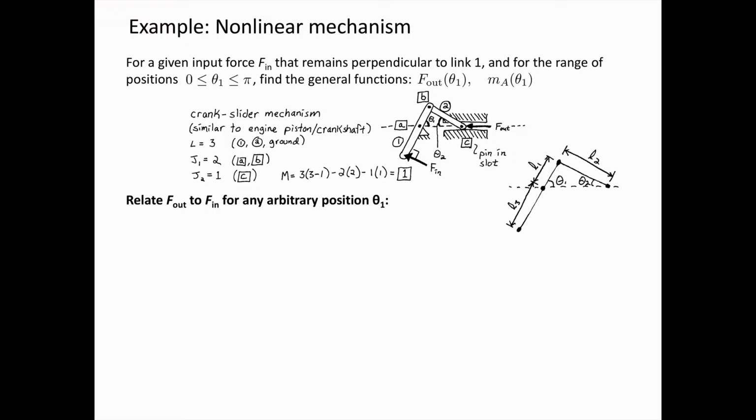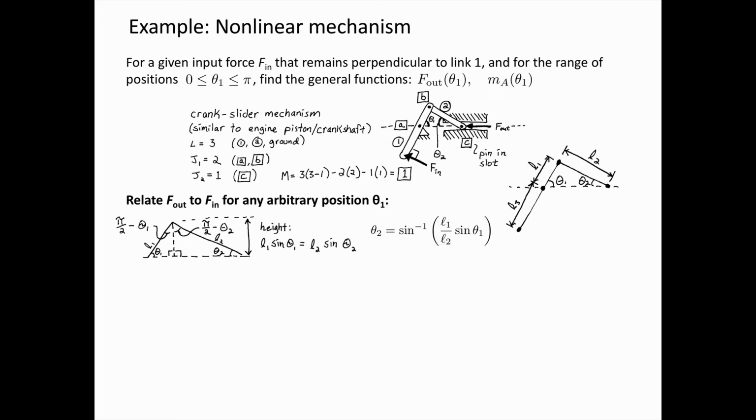We want to relate the output force to the input force for any arbitrary position, theta 1. First step, let's see if we can relate theta 1 to theta 2. So we draw the associated triangles, we do some trig, we identify, oh, these guys are going to have the same height above this axis of movement for the slider joint. And then we can solve for theta 2. It's going to be a nonlinear function of theta 1, as well as the link lengths L1 and L2.